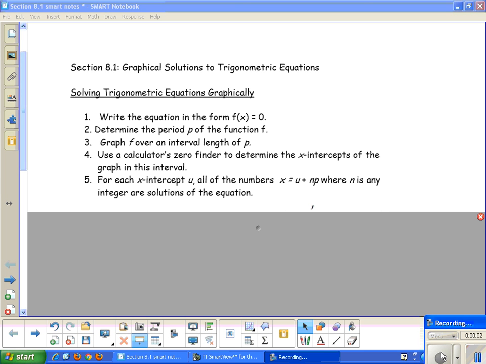Section 8.1, graphical solutions to trig equations. Now, what we're going to do for this is we're going to solve trig equations using our graphing calculator, and we're going to be able to find all of the solutions.